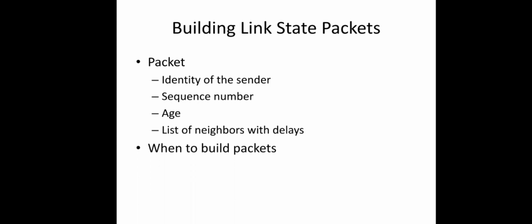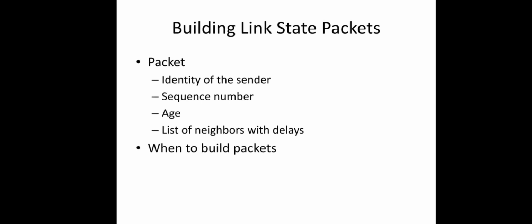And the next step is building link state packets. So two steps are over. Every router now knows who its neighbors are and what the delay to each particular neighbor is, right? So using this information, the router will create the link state packet. These are the different contents of this packet. First, the identity of the sender, then the sequence number, then age. We will see the function of the sequence number and age later. And the fourth, the list of neighbors with delays. This much information will be there in every link state packet created by every router. So creation of these packets is very simple.